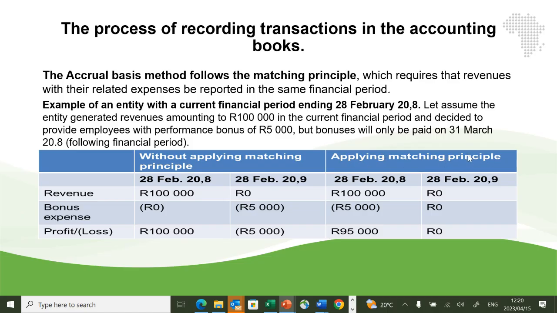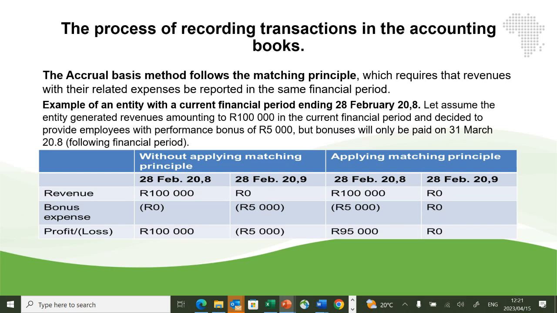What happens when we apply the matching principle? Let me go back again. The matching principle requires that revenue with their related expenses be reported in the same financial period. So in the current financial period, we have what? A revenue of 100,000. Then under bonus expenses, we're going to report what? 5,000 rand, which is our performance bonus.